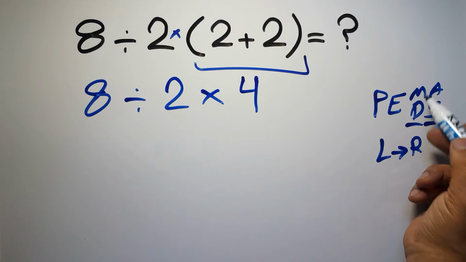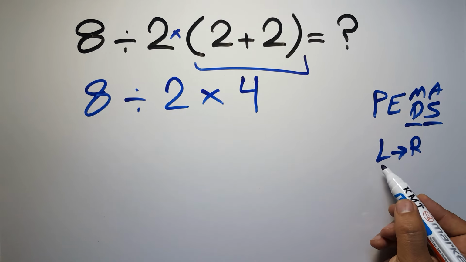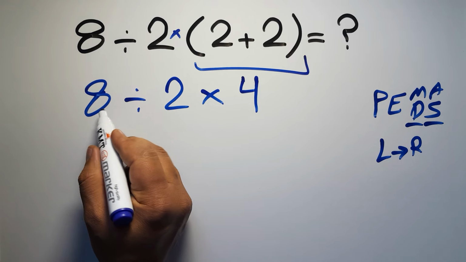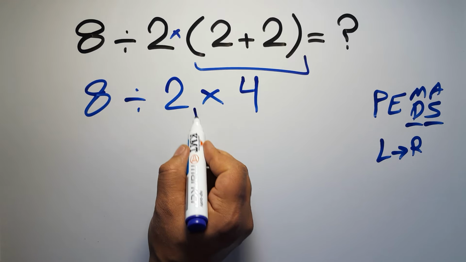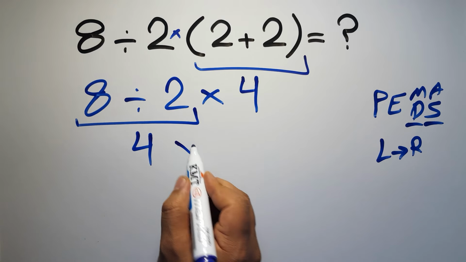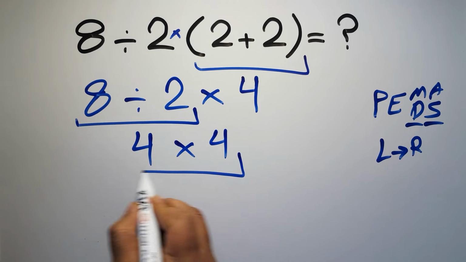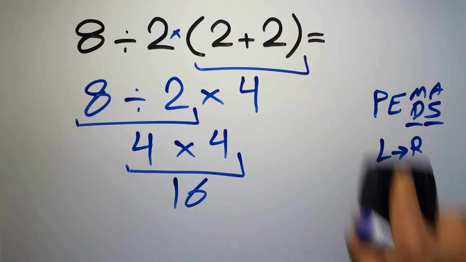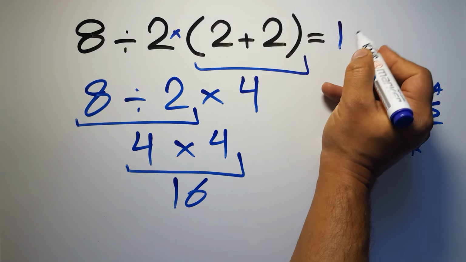As I said, multiplication and division have equal priority and we have to work from left to right. So here first we have to do this division. 8 divided by 2 which gives us 4. So we have 4 times 4. Which equals 16. And this is our final answer to this problem. The correct answer is 16.